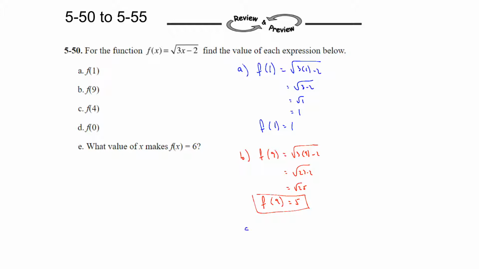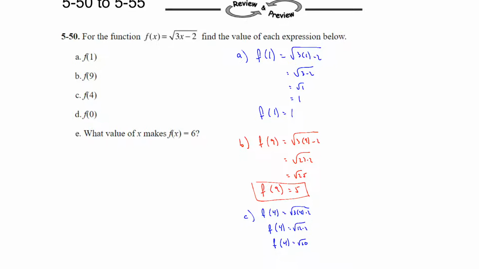Part C, we have f of 4. f of 4 is equal to the square root of 3 times 4 minus 2. And f of 4 is equal to the square root of 12 minus 2, and 12 minus 2 is 10, so the square root of 10. It does not say to simplify or round.